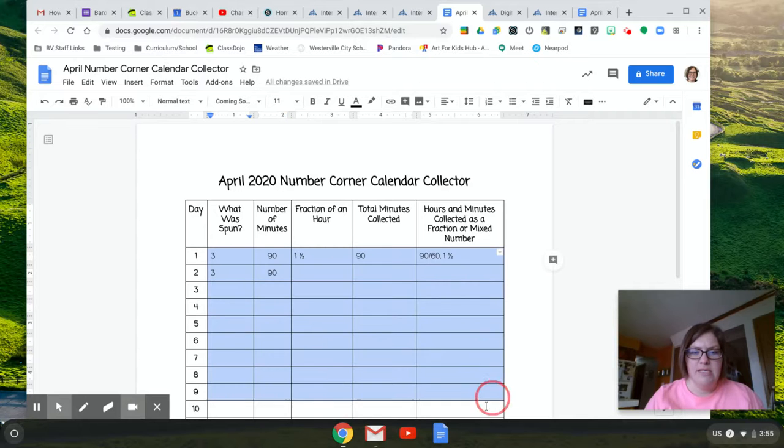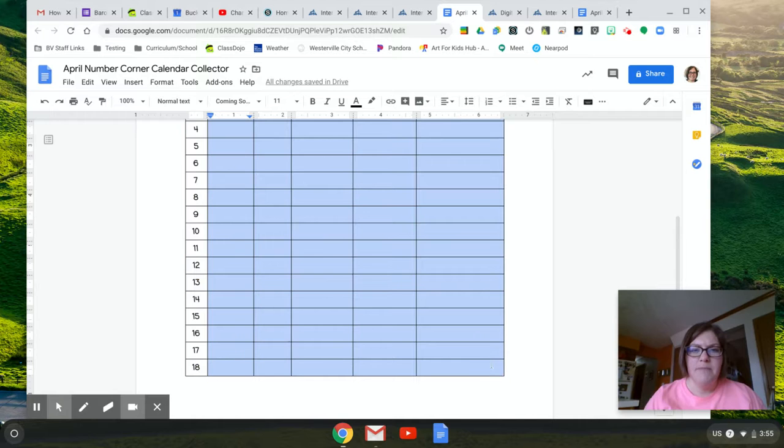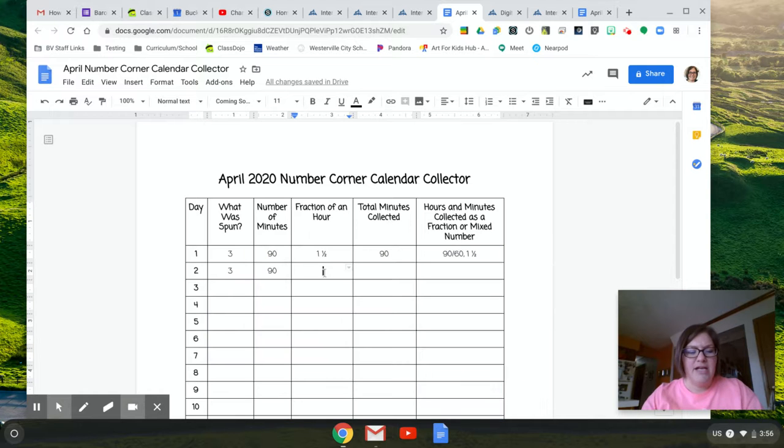Here, I'm going to center these so it looks a little easier to see, I think. So we have 90 minutes that we added again today. Maybe tomorrow we'll spin something different. So we are adding the fraction. That would be 1 and 1/2 hours. Total, we have 90 plus 90. Well, I know that 9 plus 9 is 18. So 90 plus 90 would be 180 minutes that we have collected so far.